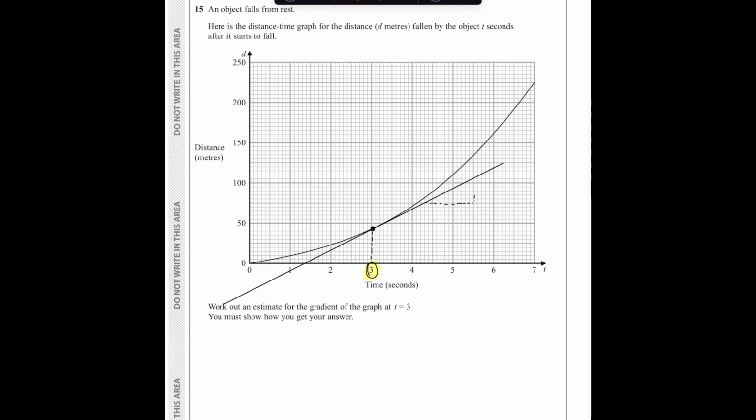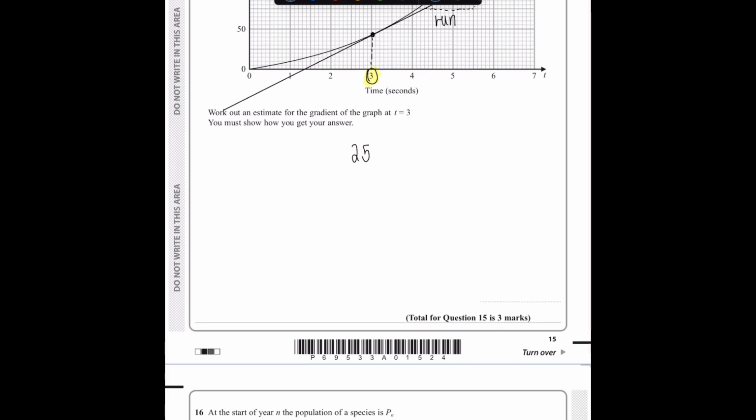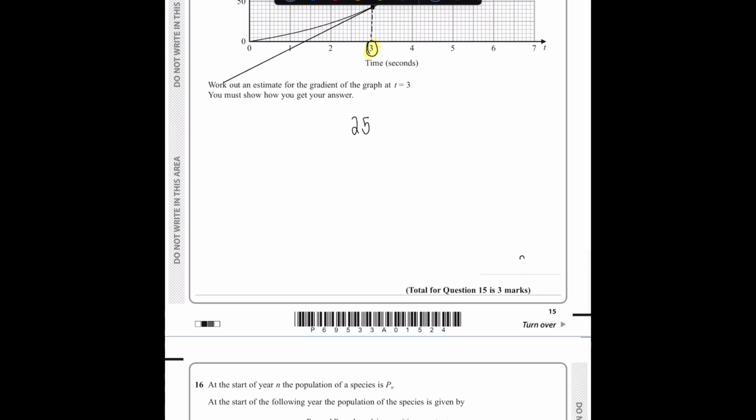we can find the gradient by doing the rise over the run. And in this case, if we do the rise over the run, we will get something along the lines of around 25, give or take. So 25 is a good approximation or estimate for the gradient. And that would be our final answer there.